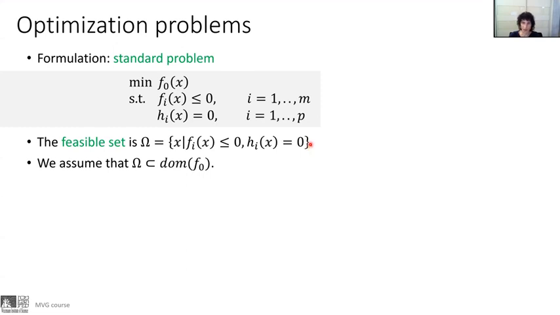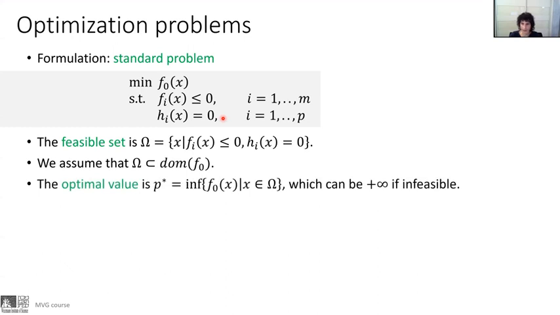It can occur that the feasible set, of course, is empty, and the constraints together do not share any element inside. In this respect, we assume that the feasible set is a subset of the domain of the objective function f0, and we have the following cases.